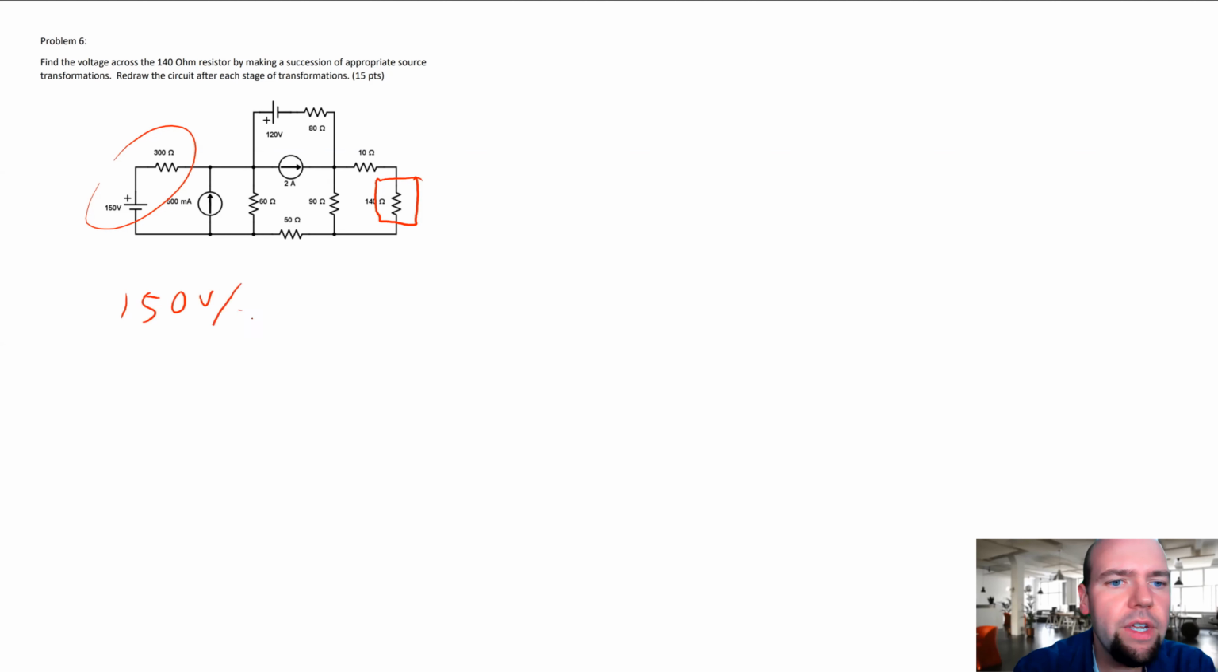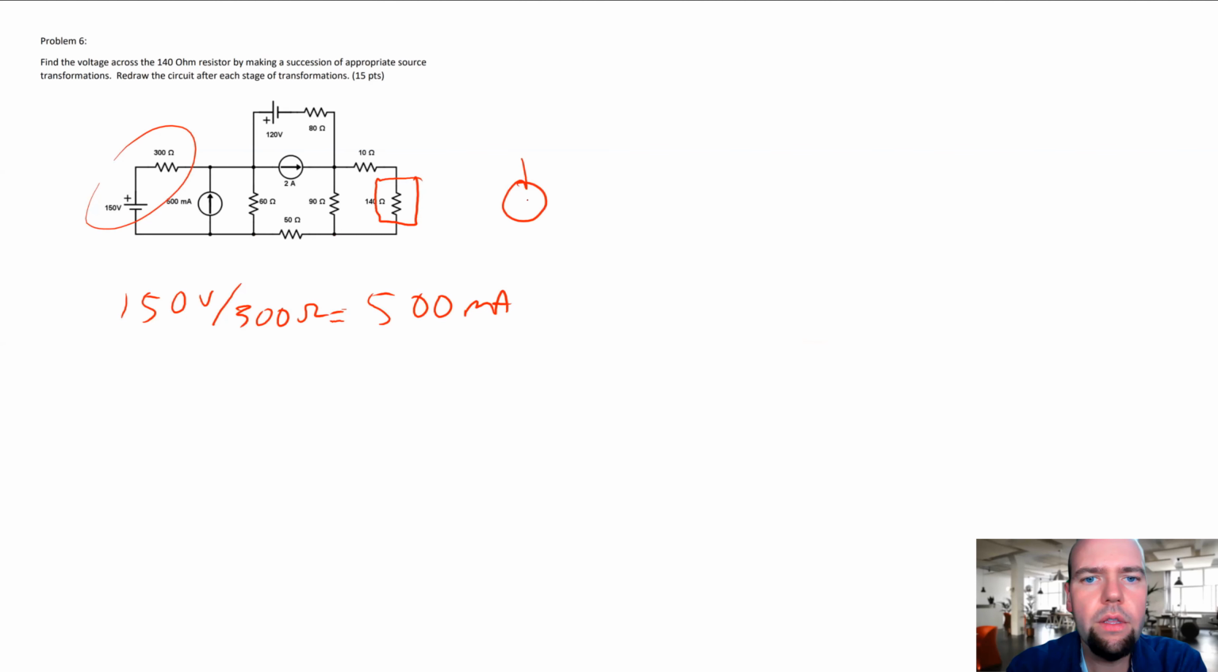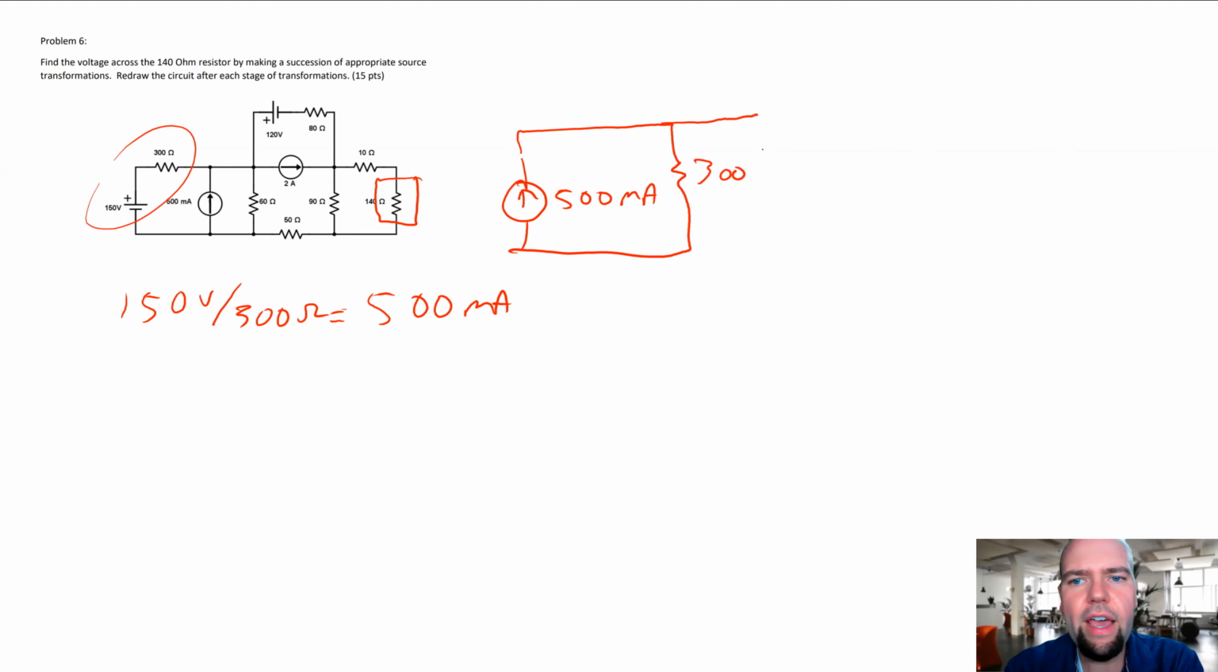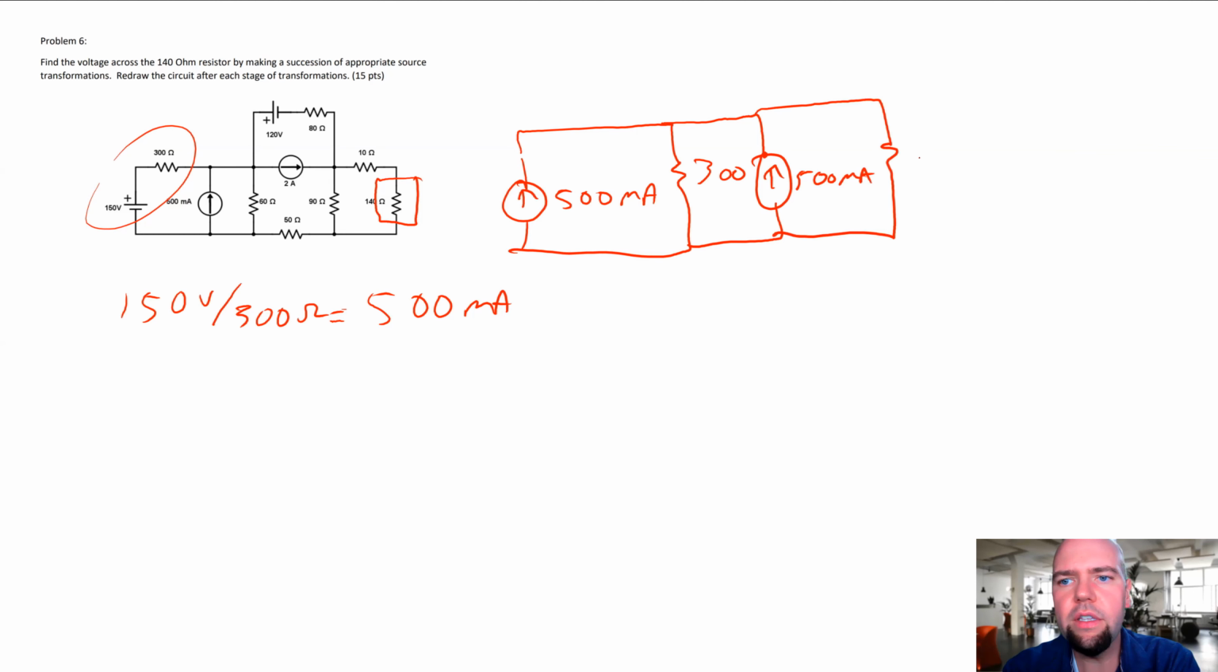So we got 150 volts divided by 300 ohms. That's 500 milliamps. So I can replace this with a 500 milliamp source in parallel with the 300. And then there was another 500 milliamps that was in parallel with a 60. And then we had the rest of the circuit over here.